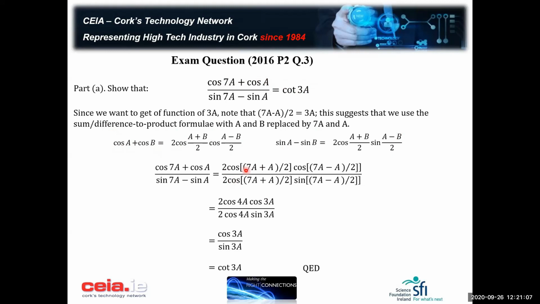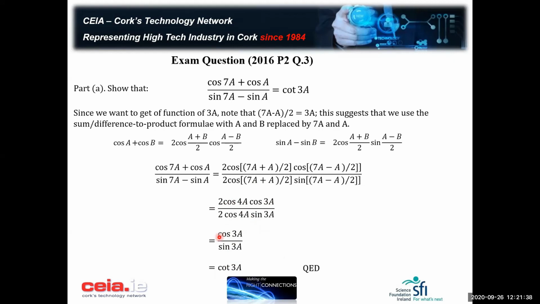And actually when you apply them, because the sums will give you a 4a, the differences will give you 3a, and you get 2 cos 4a cos 3a over 2 cos 4a sine 3a. And fortunately, the 4a terms cancel, leaving you with the 3a functions, which is cosine over sine, the cotangent of 3a.